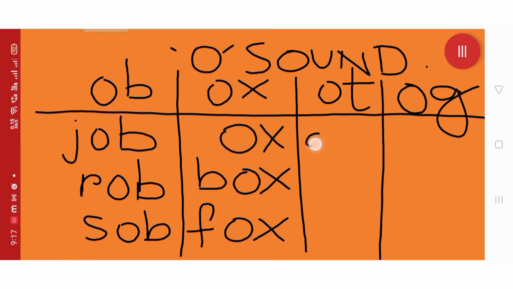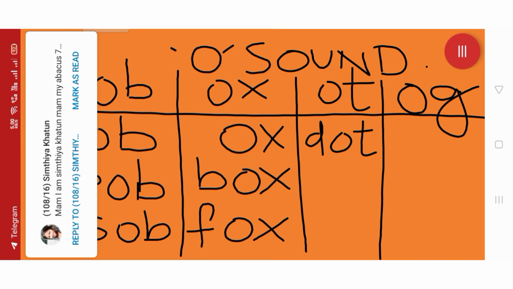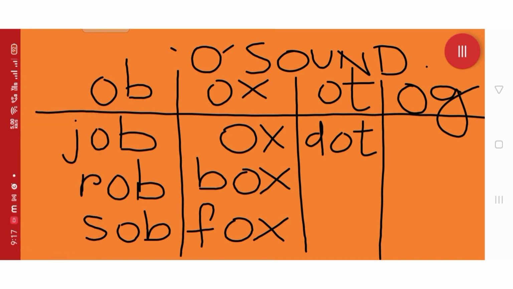How will you pronounce? D-O-T, dot. See, all O is having the similar pronunciation. Only we are changing the consonants. D-O-T, dot. C-O-T, cot. Correct? H-O-T, hot. P-O-T, pot. You can write P-O-T, pot. Okay, I have not written. You can write. No problem.